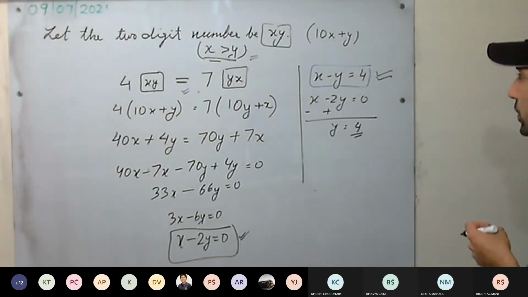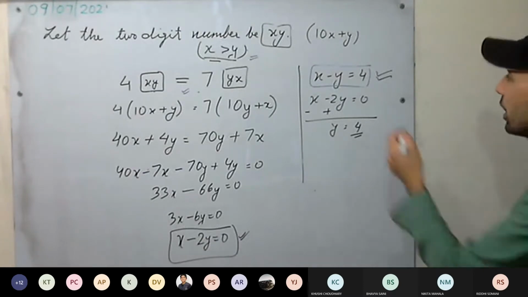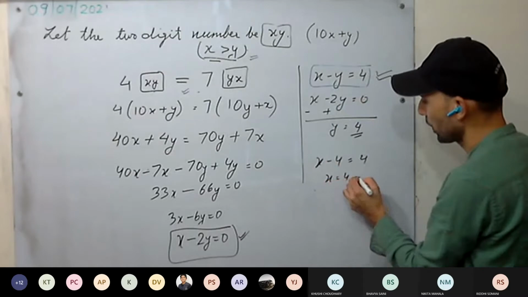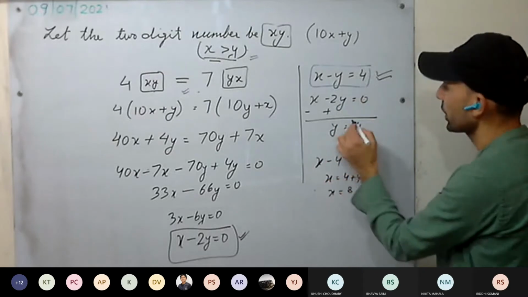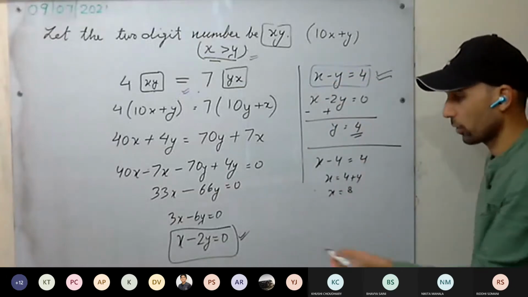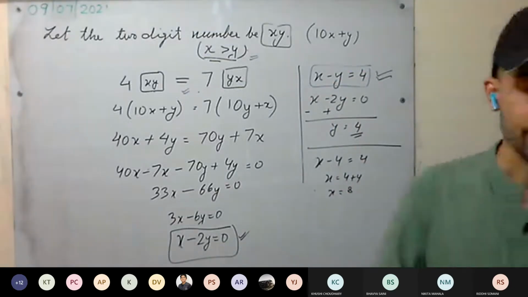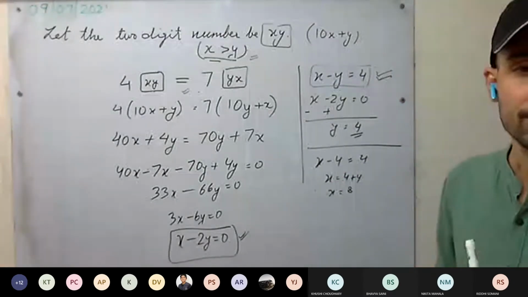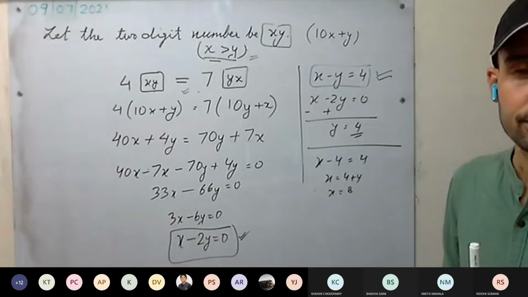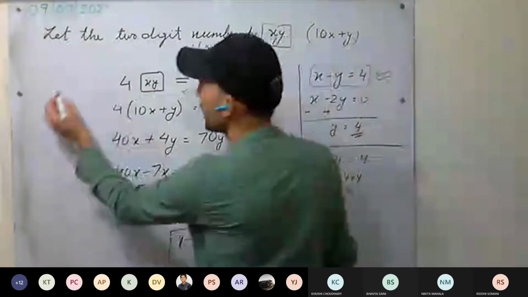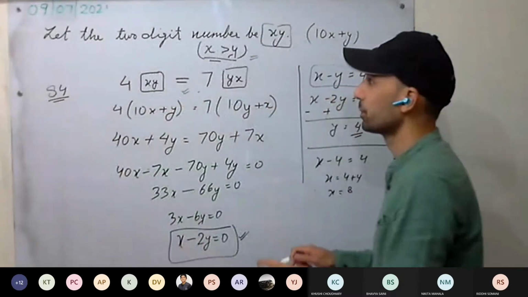4 minus y equal to, so x minus 4 equal to 4, x equal to 4 plus 4, x equal to 8. Putting y equal to 4 in this equation, you get x equal to 8. So what is the two-digit number? The two-digit number is 84. Okay, you can see 84. We are getting 84.